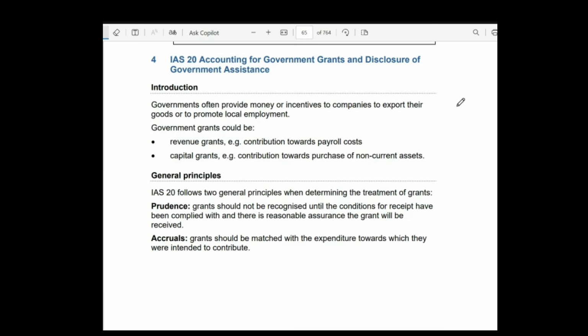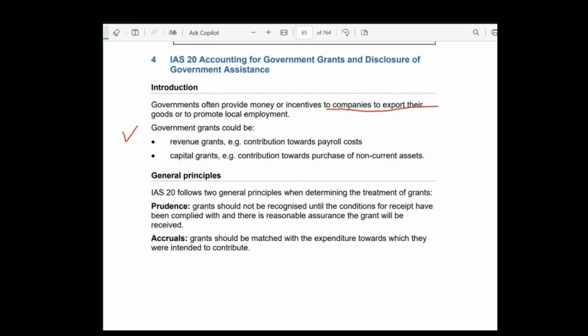Okay, the general principles of IAS 20 follow two general principles when determining the treatment of grants. The first is prudence. What is prudence? It means a grant should not be recognized until the conditions of receipt have been complied with, and there is reasonable assurance that the grant will be received. Prudence means that it is confirmed. When they are going to get it, according to that it will be recognized in the books.